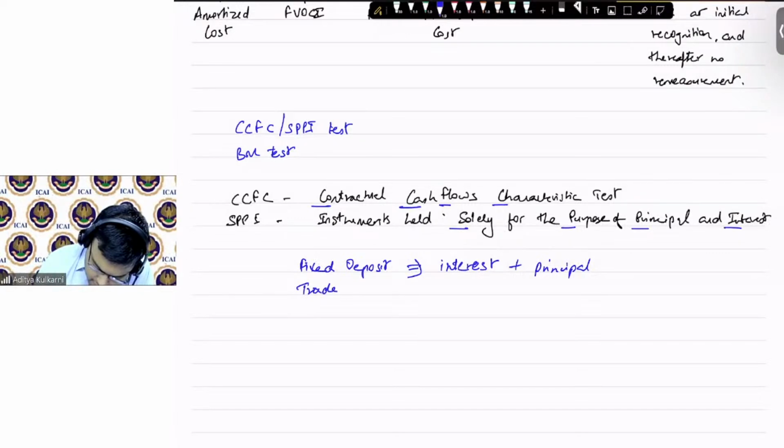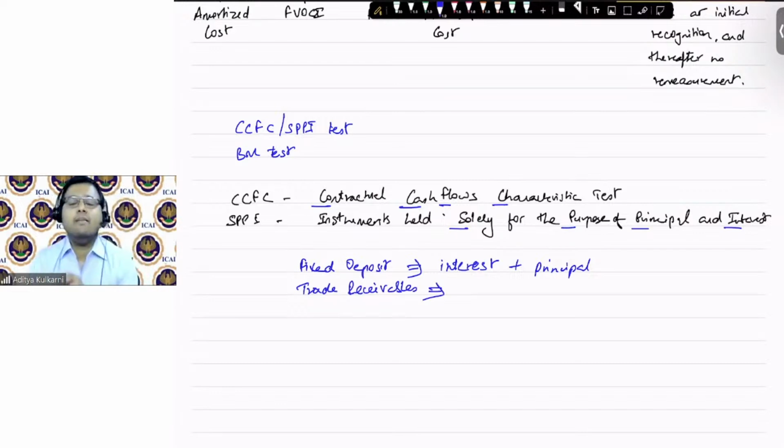Trade receivables. Tell me, is trade receivable a financial asset? Yes, it is a contractual right to receive cash. Okay. So now you tell me, is trade receivable meeting the contractual cash flow characteristic test? Can I say that the trade receivable is held solely for collecting principal and interest? Is it meeting the CCFC test? Or is it not meeting the CCFC test? Think and answer.